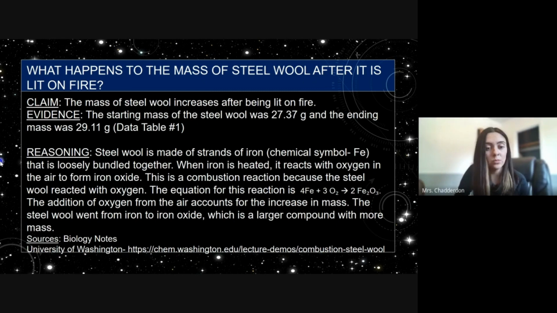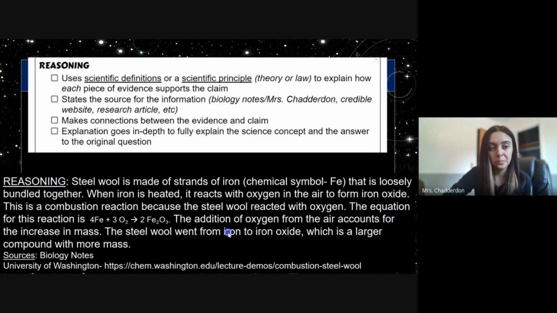Okay, and then I list my sources. I got some stuff from my biology notes. The rest of it was from the University of Washington, which is a .edu. Okay, now let's look at our checklist. Did I use a scientific definition? Well, if I sift through this, combustion would have been probably a term in my notes. So I have a definition there.